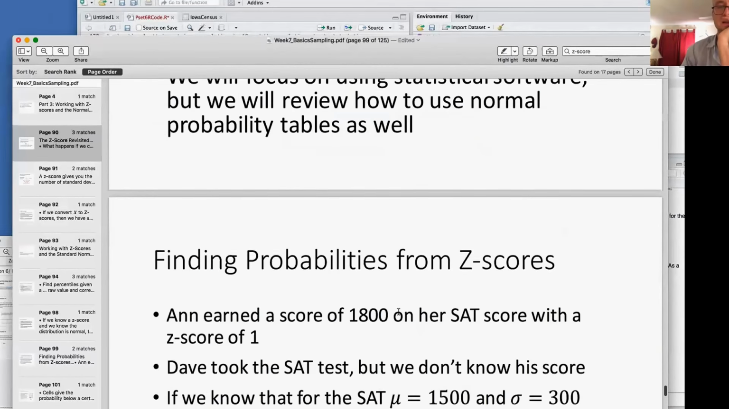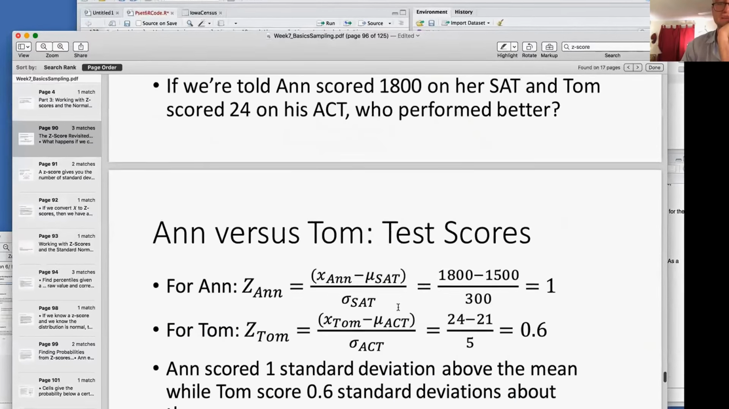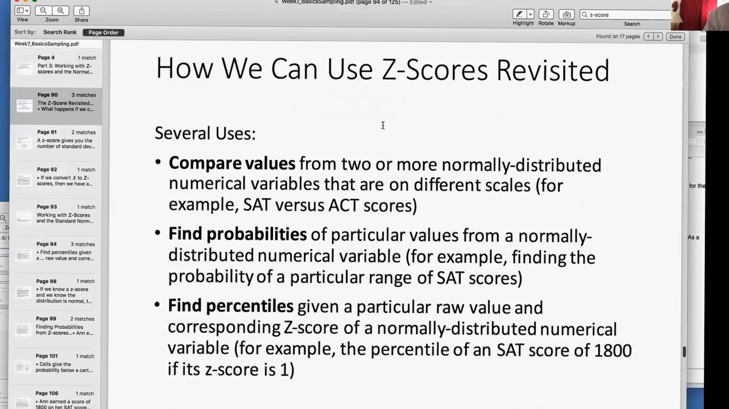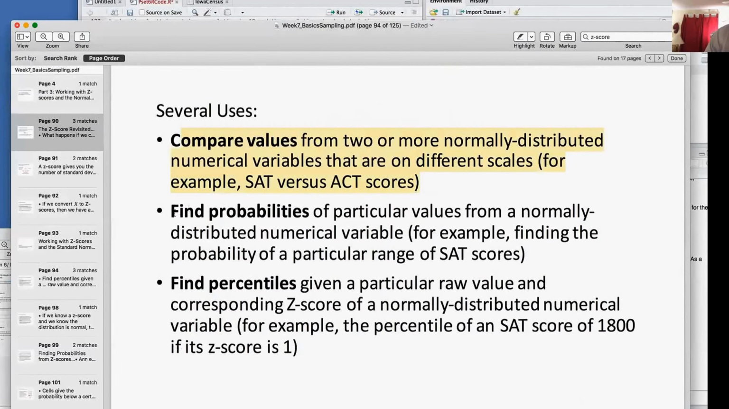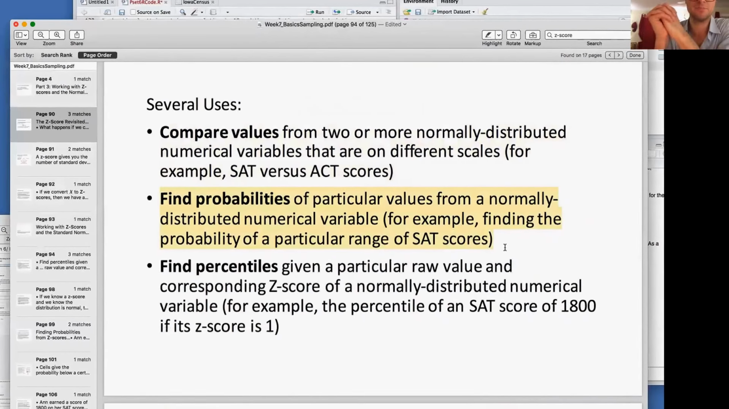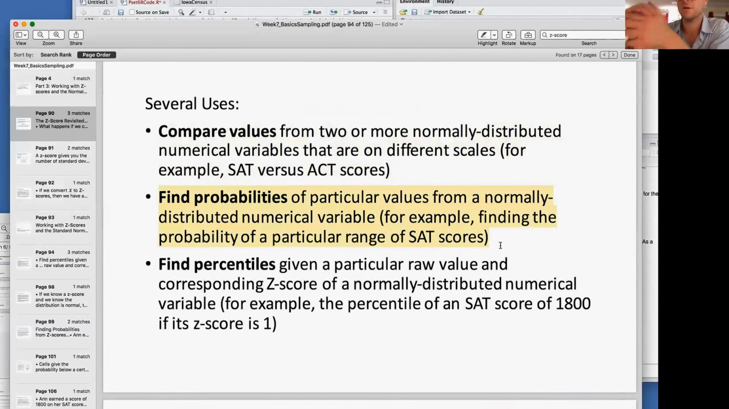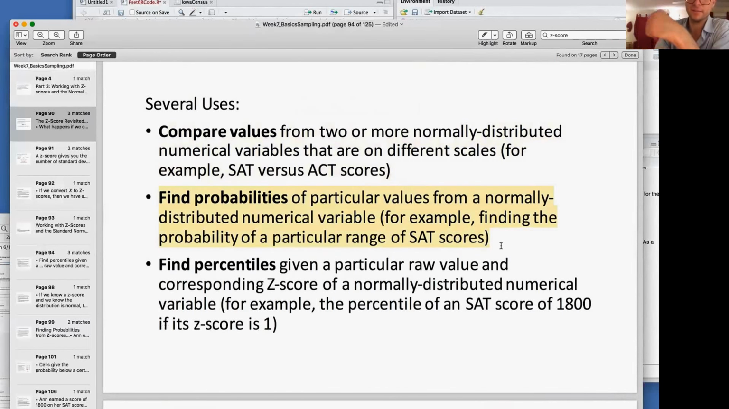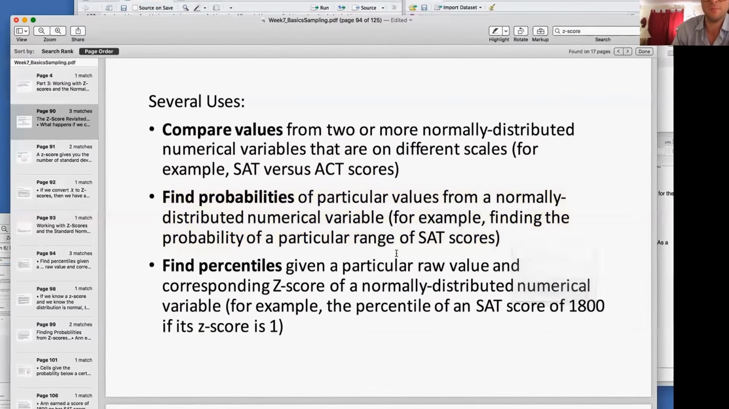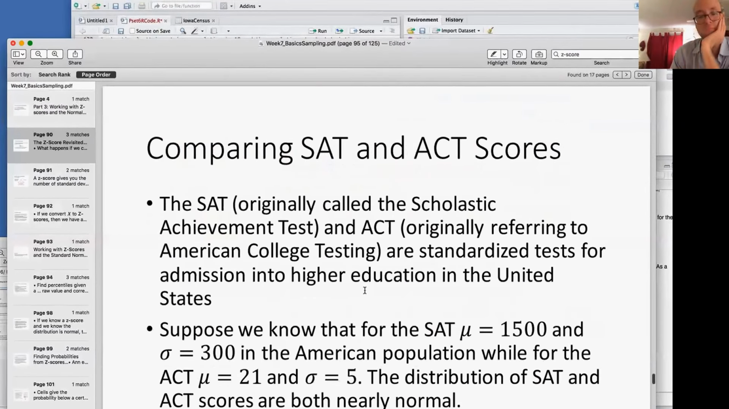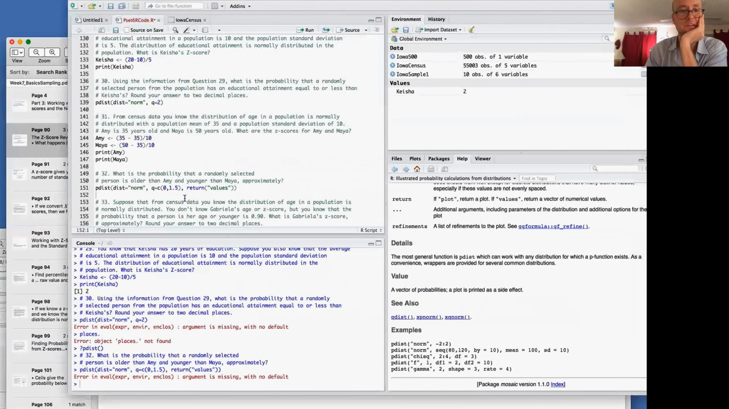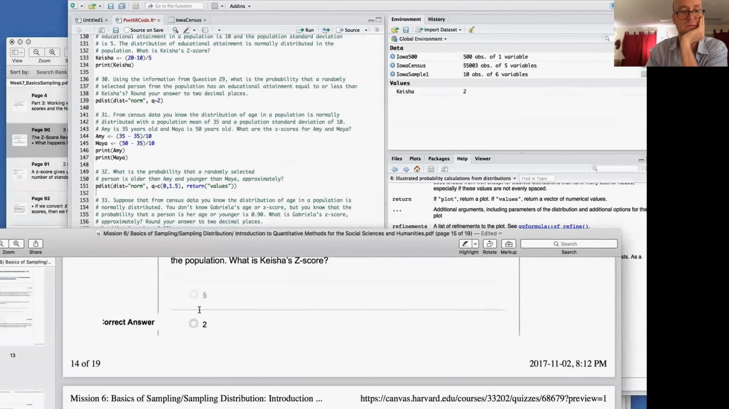But the point is, we can basically compare values. We can find probabilities, right? So your percentile, how much better did you do than others, or how many people did better than you? And by comparing values, I mean, we can actually say what percentage greater one value was than the other. We answered all those questions.